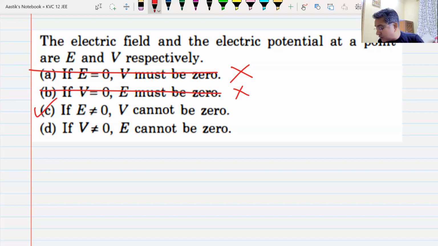If E is not equal to 0, that means E is there. V cannot be 0. We can find a case where V is 0. We have found the case: E was not 0, but V was 0. So this option is also definitely wrong. Third goes away. If V is not equal to 0, meaning electrostatic potential is there, electric field cannot be 0.